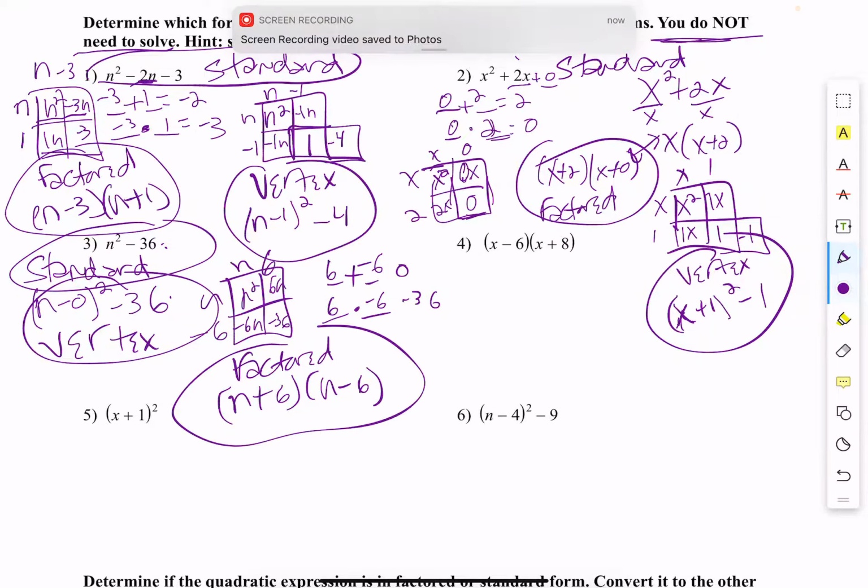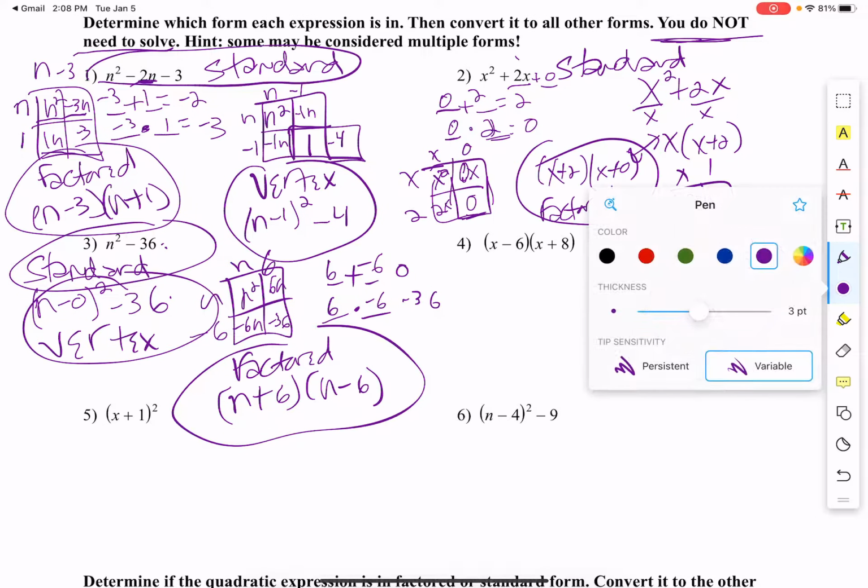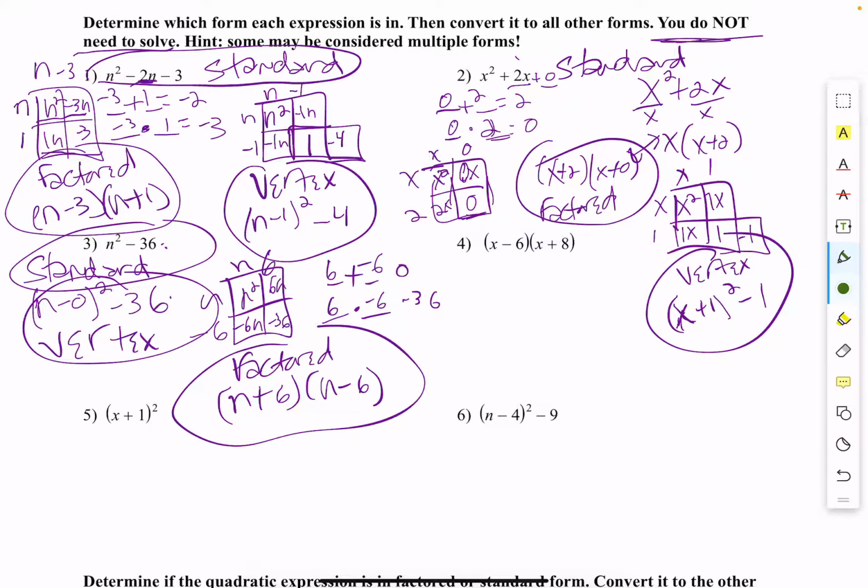Now, we're gonna try another one. I'll change the color so you can kind of differentiate the work. Right now, this one is in factored form. Now, I need to convert it to standard and to vertex, and I cannot go straight to vertex from factored. I have to go through standard. So I'm gonna go ahead and put it into standard first.